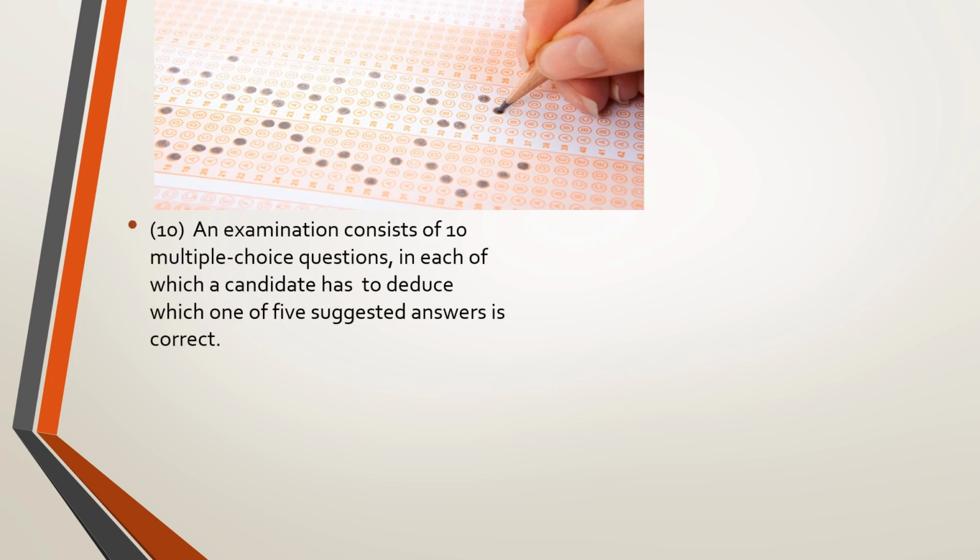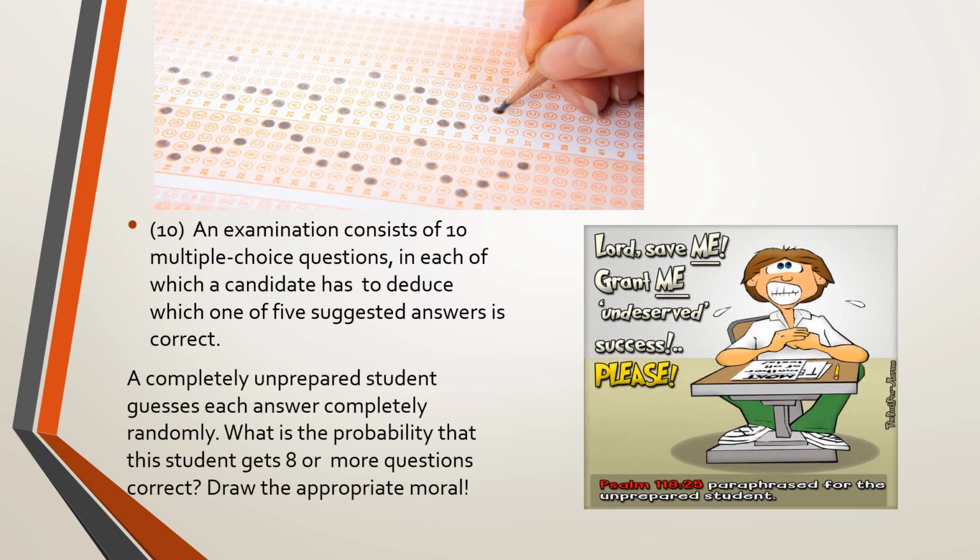This is the answer sheet of many competitive exams. An examination consists of 10 multiple choice questions, in each of which the candidate has to deduce which one of the 5 suggested answers is correct. A completely unprepared student guesses each answer randomly. What is the probability that the student gets 8 or more questions correct? Draw the appropriate moral. This happens many times. We are unprepared and we ask for undeserved success in our prayers, right?